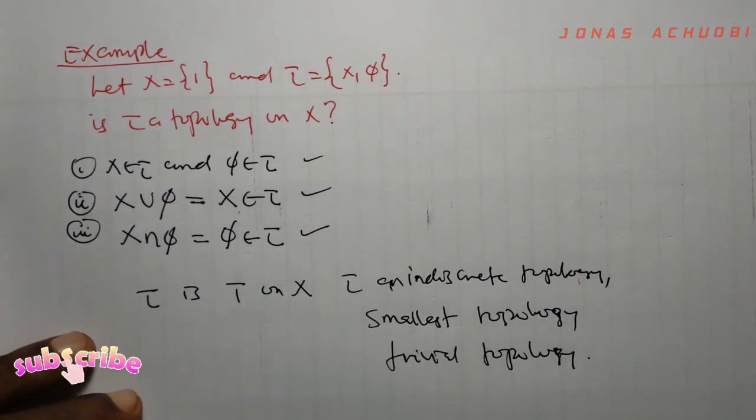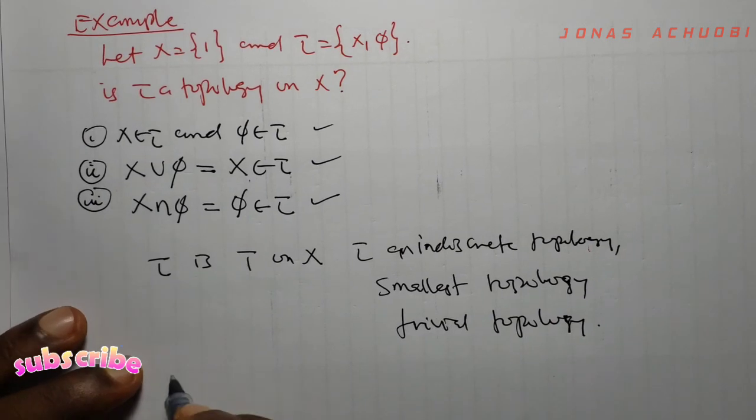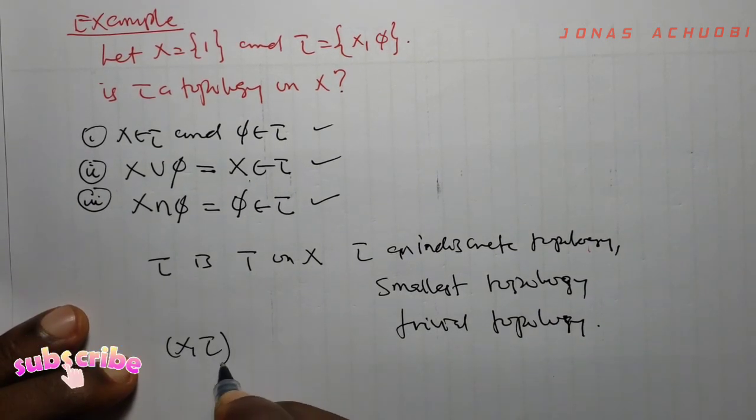I hope you understand what we have done so far today. And of course, X and tau here is called the indiscrete topological what?